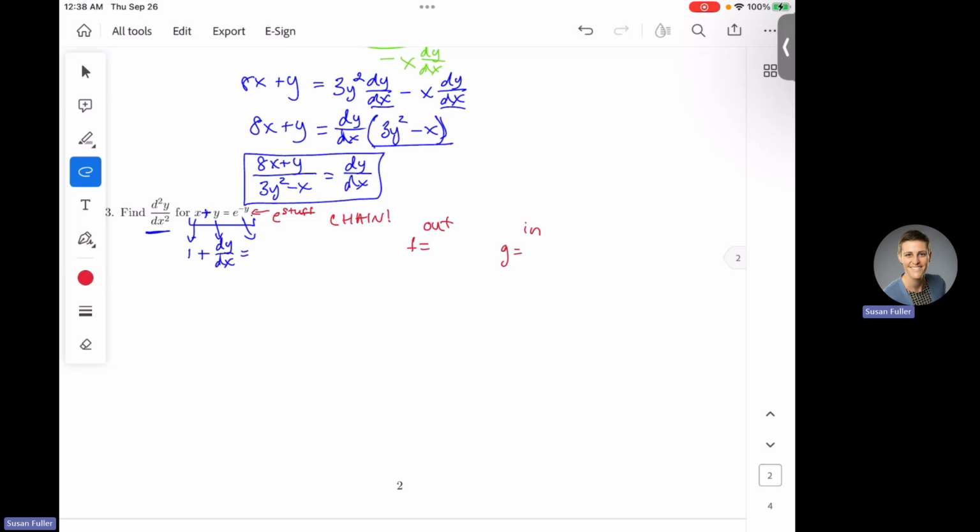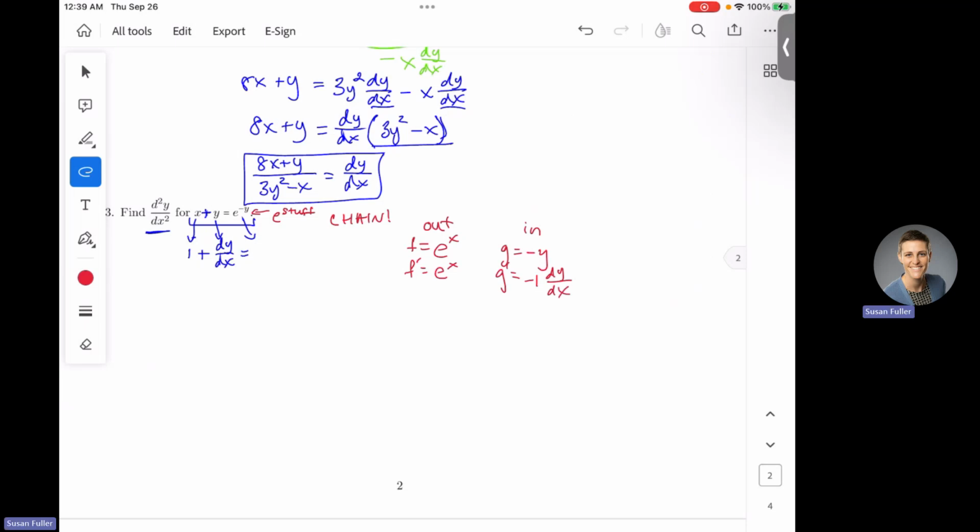What function is inside something else? Yep, it's negative y. That's the thing inside our function. And so what's that function inside of? Inside the function e to the x. And so now that we've identified our inside and our outside function, now we're going to do the derivatives of our pieces. The derivative of e to the x is in fact just e to the x because that's our basic rule. And the derivative of negative y is negative 1 times dy dx.